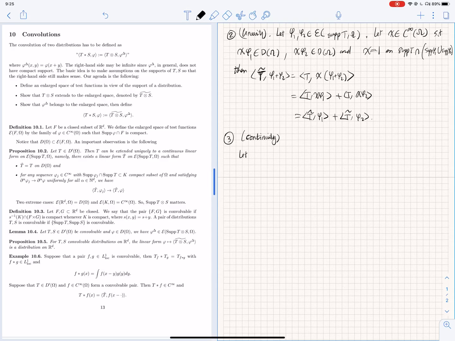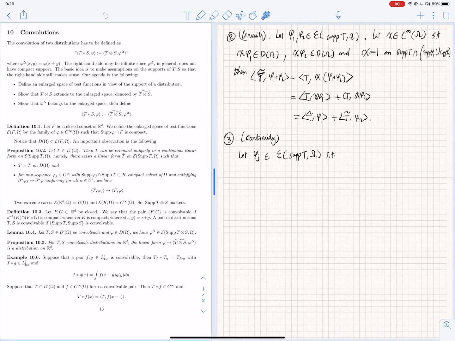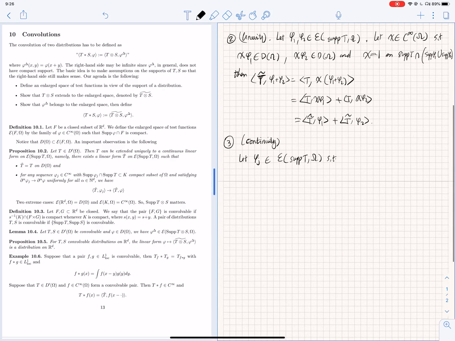So for that, we are going to consider a sequence of functions in the enlarged space of test functions, such that, according to the second requirement, we need to check this property for this sequence. The sequence satisfies the property that the support intersecting the support of T is included in a common compact subset of omega, and also we want to show that the partial alpha phi j converge uniformly to partial alpha phi for all alpha.